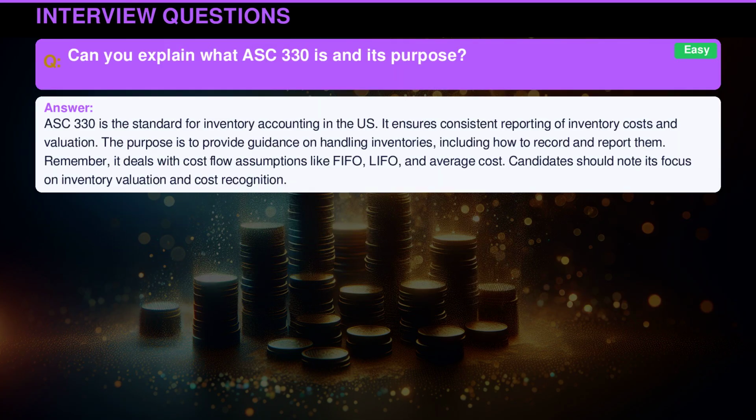ASC 330 is the standard for inventory accounting in the U.S. It ensures consistent reporting of inventory costs and valuation. The purpose is to provide guidance on handling inventories, including how to record and report them. Remember, it deals with cost flow assumptions like FIFO, LIFO, and average cost. Candidates should note its focus on inventory valuation and cost recognition.